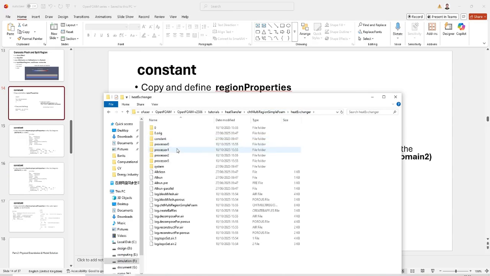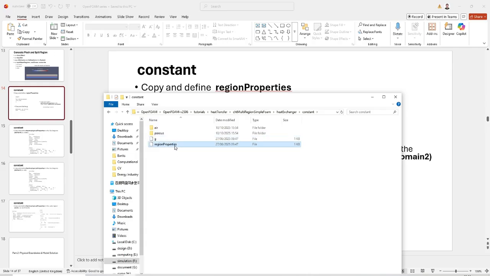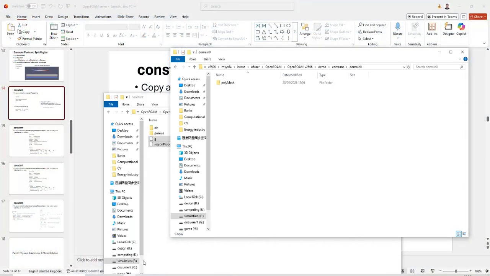We go to this one, and we have the region properties here, and we also need to define the gravity. The CHT multi-region simpleFoam can use the buoyant force during the calculation, which means the temperature change can introduce a change of density, and that will introduce some extra gravity forces. So we copy these two, and then we paste them into the constant folder.